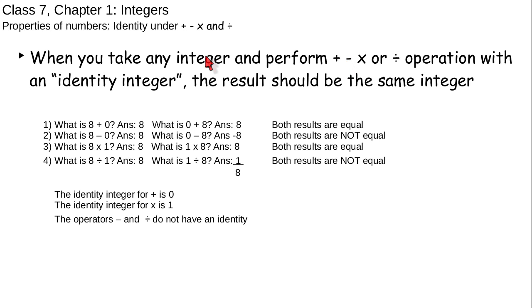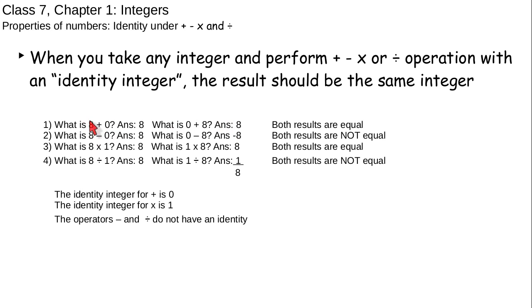So what does this mean? For example, let us consider the addition operator, and let us assume that the identity integer is 0. Now 0 is also an integer. Now let's randomly pick a number from the number line. So let's pick 8. What is 8 plus 0? The answer is 8. And what is 0 plus 8? The answer is 8. Both results are equal, and they are equal to the random number that we have picked, which is 8.